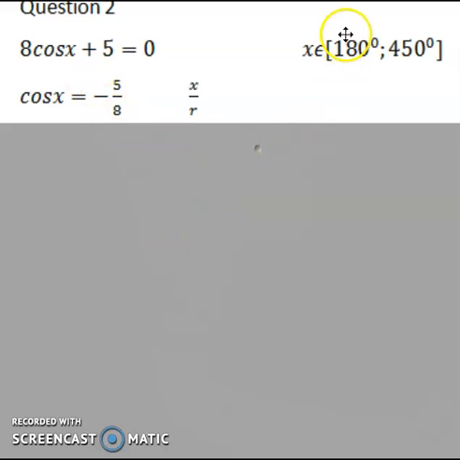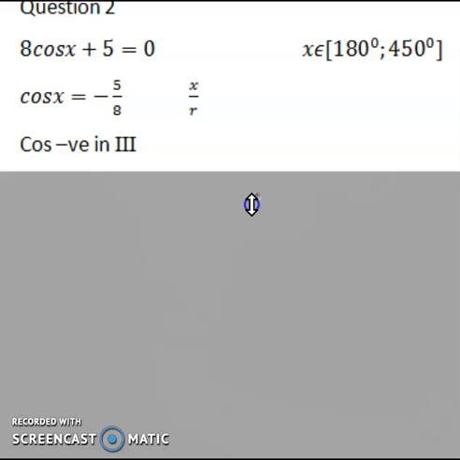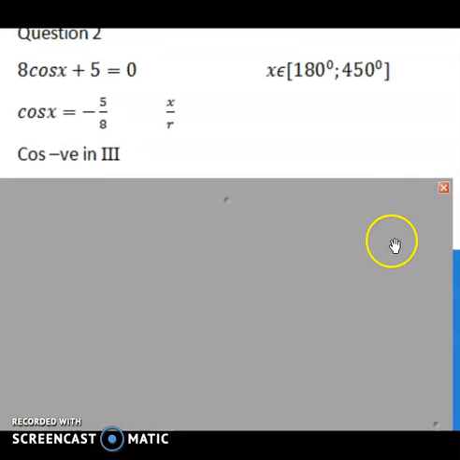So now I need to ask myself, in the interval 180 degrees to 450 degrees, the third quadrant, fourth quadrant, and the first quadrant, which one of those three quadrants will give me a negative cos value? Rightfully so. It's the third quadrant. You can try to draw your picture by pressing pause and calculate the value of y.